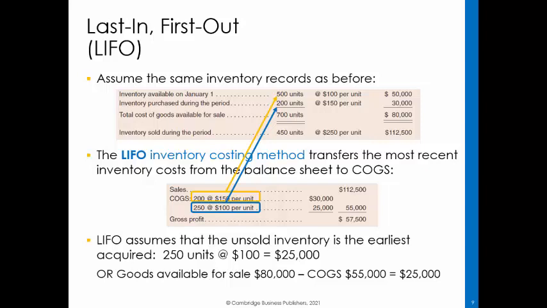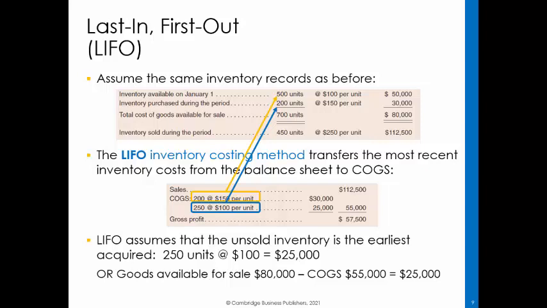That is, the LIFO method assumes that the most recent inventory purchases are the first cost transferred from inventory. The company's cost of goods sold under LIFO would be equal to the newer 200 products at $150 each, or $30,000, plus 250 of the beginning inventory at $100 each, or $25,000, for a total cost of goods sold of $55,000. The resulting gross profit would be equal to the sales price of $112,500 minus the $55,000 cost of goods sold, or $57,500.